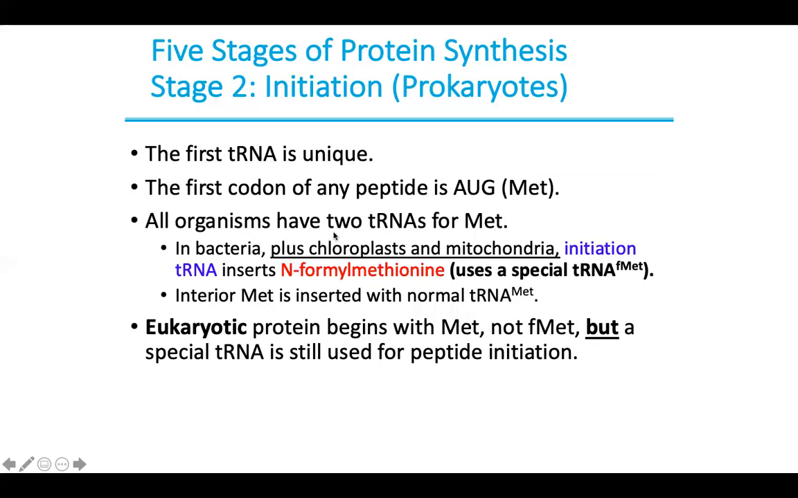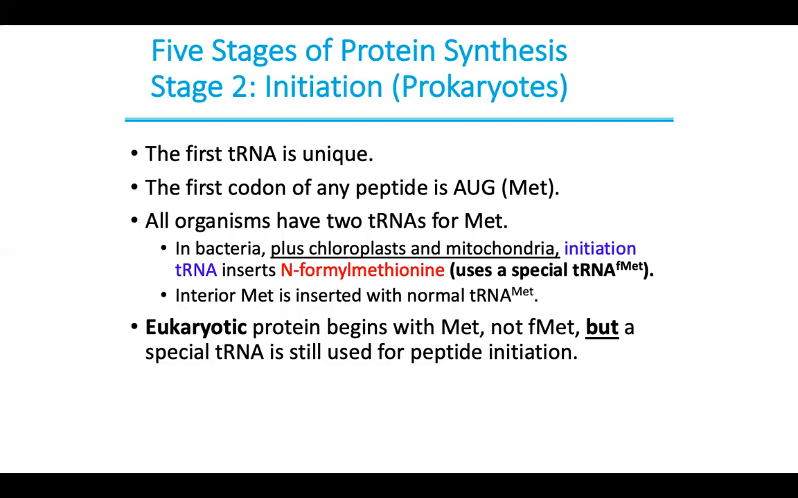All organisms have 2 tRNAs for methionine, in bacteria, plus chloroplast and mitochondria. Chloroplasts are found in plants. Mitochondria are also found in eukaryotes. The initiation tRNA inserts an N-formylmethionine, which uses a special tRNA called the tRNA fMet. The internal methionine is inserted with a normal tRNA methionine.